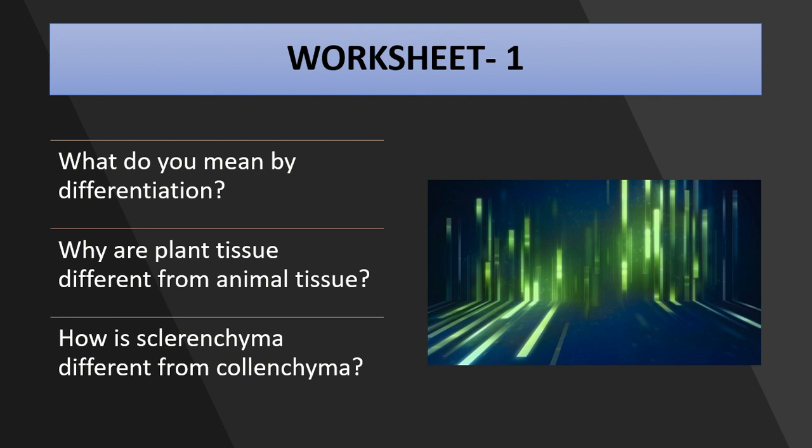Second question is, why are plant tissues different from animal tissues? You can write this answer in a tabular form too. Third one is, how is sclerenchyma different from collenchyma? Children, for this question, you have to write a minimum of 2 points of difference.